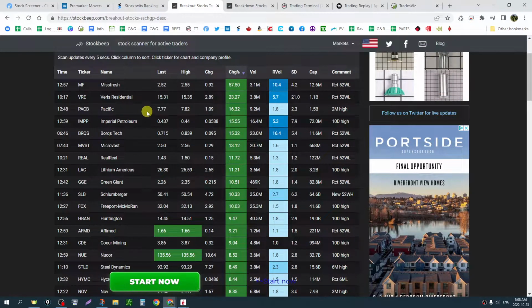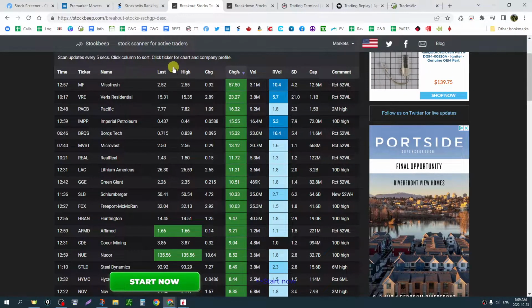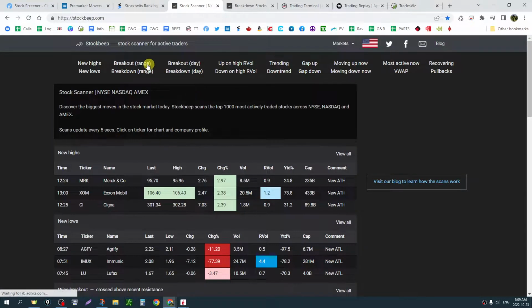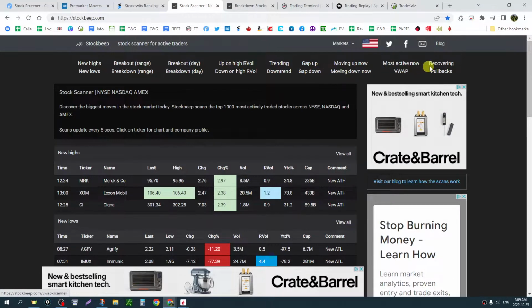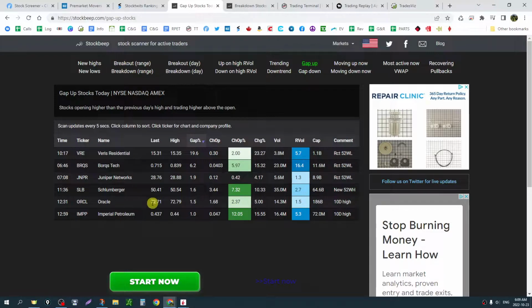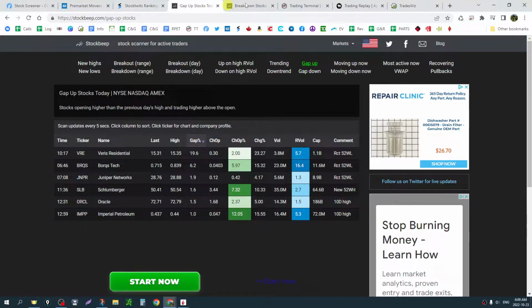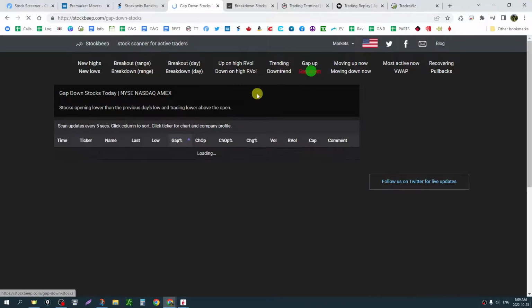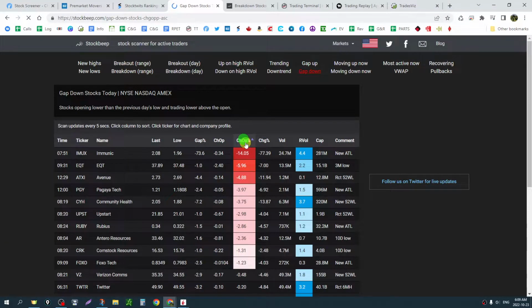So that's really helpful for scanning active stocks. So if we go back and look at StockBeep, there's all kinds of things you can sort by. Gap up, gap down. I never use any of these. You'll see the gap up and gap down just by doing what I said already here and here, but it's not a bad idea to look at different things all the time and see what's moving.